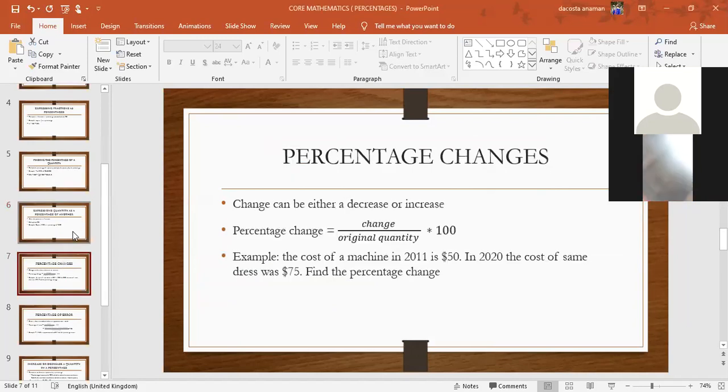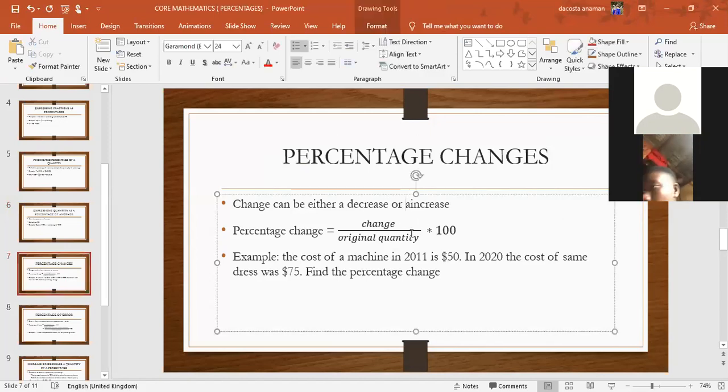Okay, so the next is percentage change. Now, a change can either be a decrease or an increase. Is that okay? So you hear, this guy has changed. Is it positively or negatively? Have I changed in height? Am I growing shorter or taller? So that's a change.